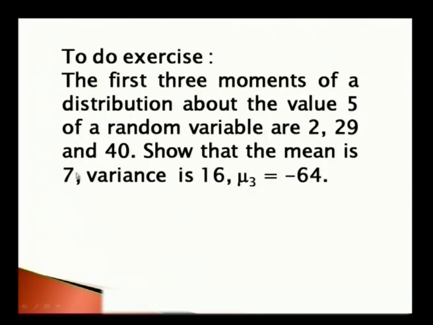To do as an exercise: the first 3 moments about value 5 of a random variable are given and you are asked to show that the mean is 7, variance is 16 and mu 3 is minus 64. First you have to find out raw moments about origin and use the relationship between central moments and raw moments to find out the mean, variance and mu 3.